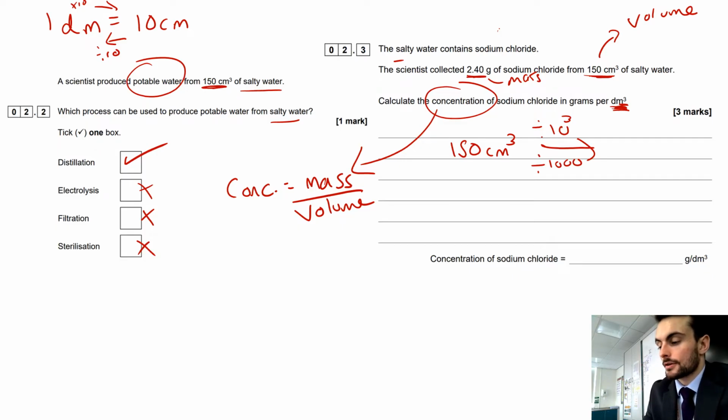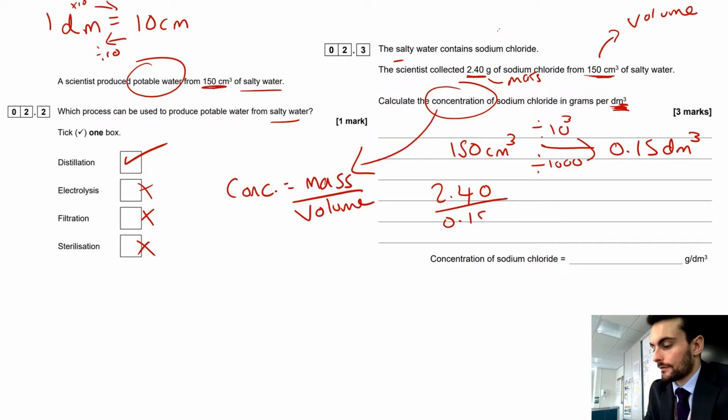So you convert it first. 150 divided by 1,000 gives us 0.15 decimeters cubed, which is our volume. That's the hardest bit in this question, and then you just chuck it into the equation. Mass divided by volume, 2.4 divided by 0.15, and the answer is 16.